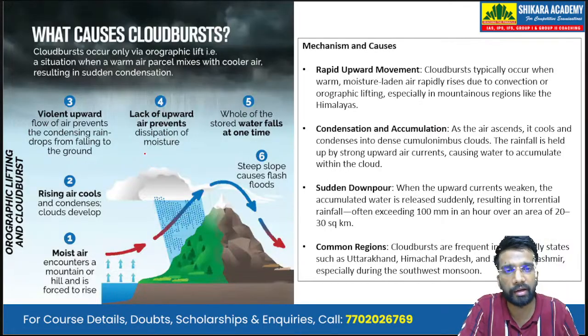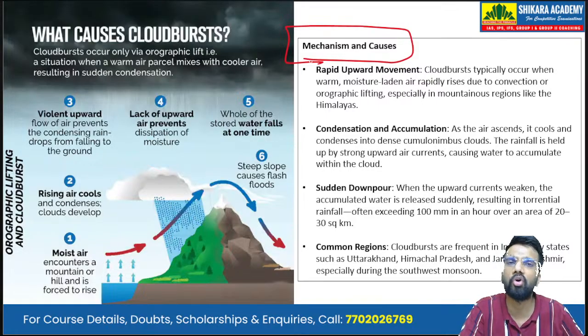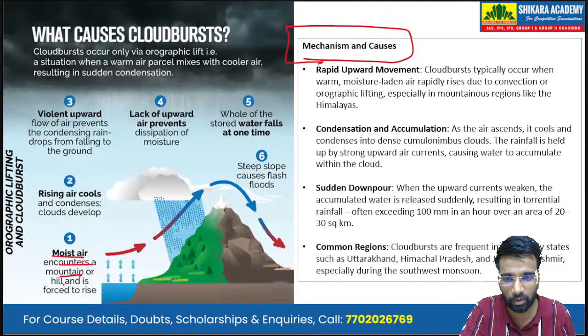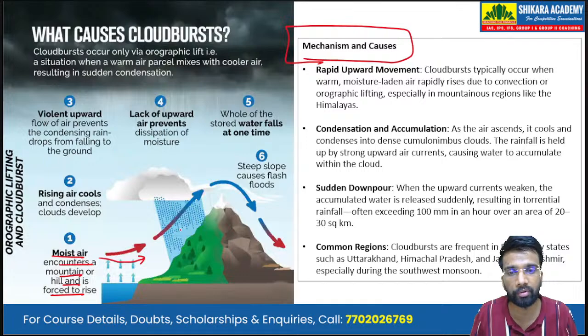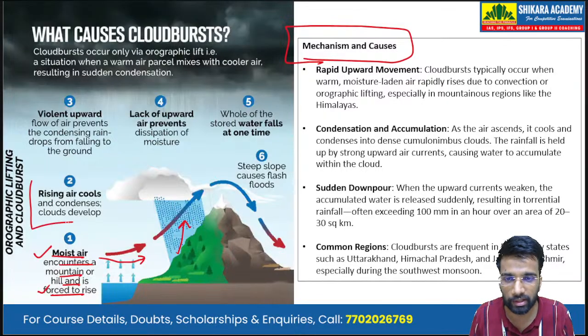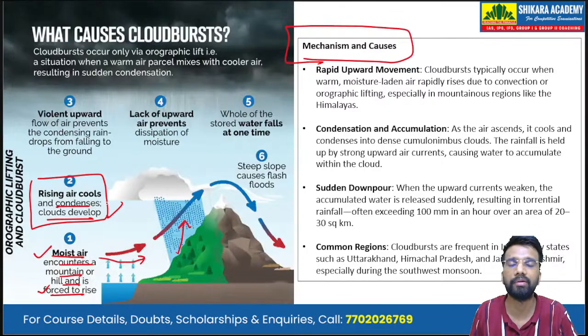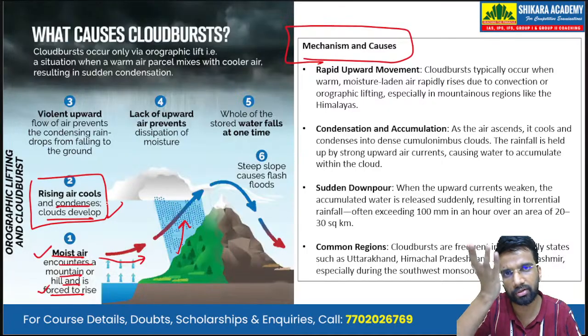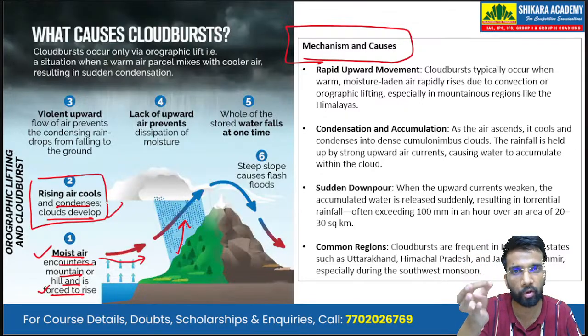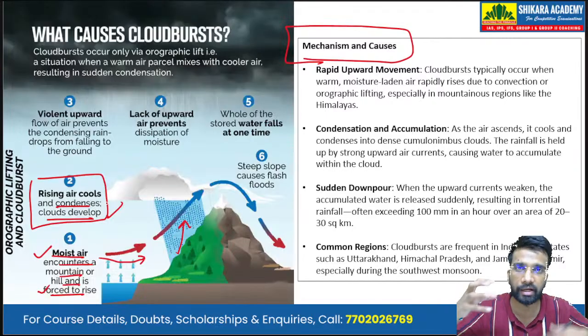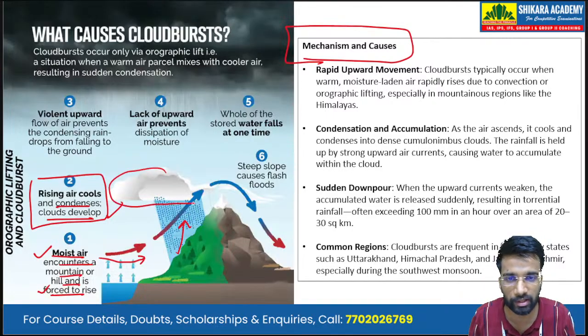Second is the mechanism and causes. Like what causes these cloudbursts? You can make a diagram like this: moist air encounters a mountain or hill and is forced to rise. So a warm sea breeze having moisture-rich air is moving towards the mountain, encounters the mountain and is forced to rise up. The rising air cools and condenses. The rising air is the warm air; when it goes above, it cools and condenses to form the clouds. So cloud formation is taking place.